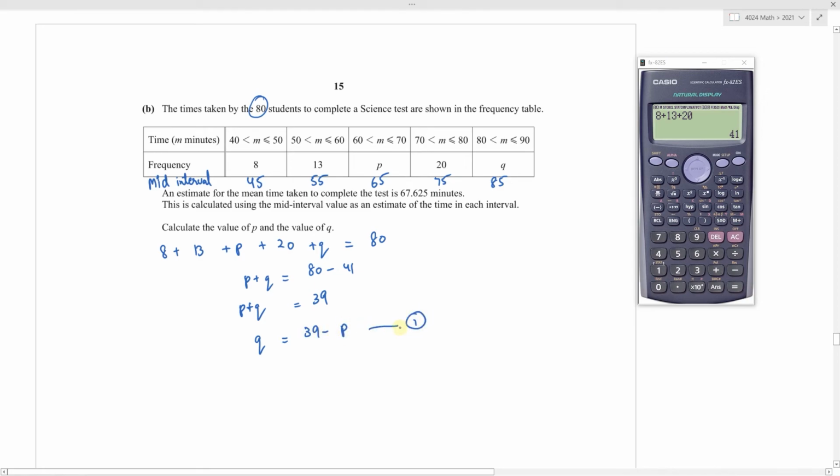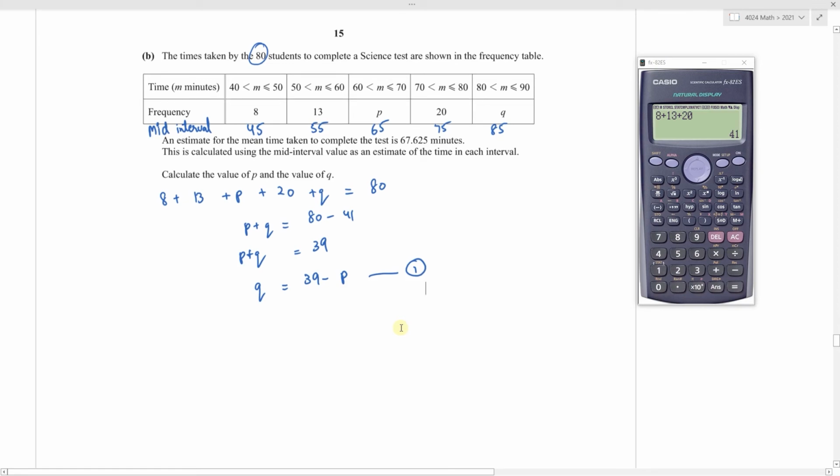So I'll use the substitution method. For the second equation, you're given that the mean is this value here. To calculate the mean, you multiply the frequency with the mid interval and then add all of these products. So 8 times 45 plus 13 times 55 and so on. Add them all and divide by 80 to get the mean. So 8 times 45 plus 13 times 55 plus 65P plus 20 times 75 plus 85Q, divided by 80, will give you the mean, which is 67.625.